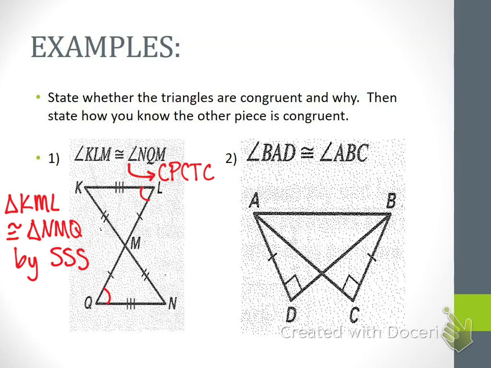So if you've understood proof writing up until this point, this is just adding one more step onto the very end. CPCTC has to come last. We cannot put CPCTC in before we show the triangles are congruent. It's got to be the last thing. Questions about that first one? Okay. Number 2.